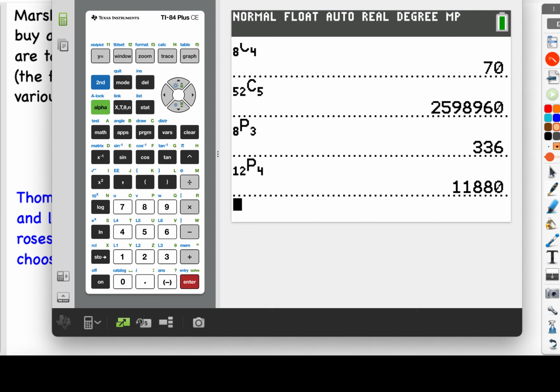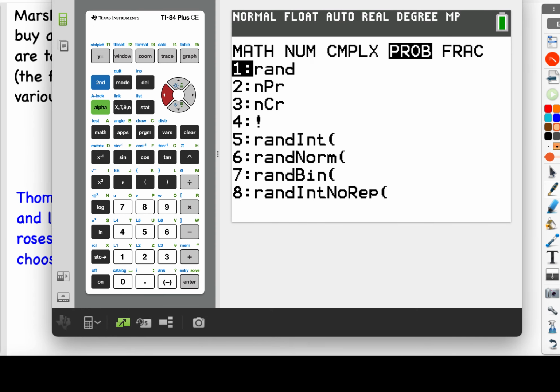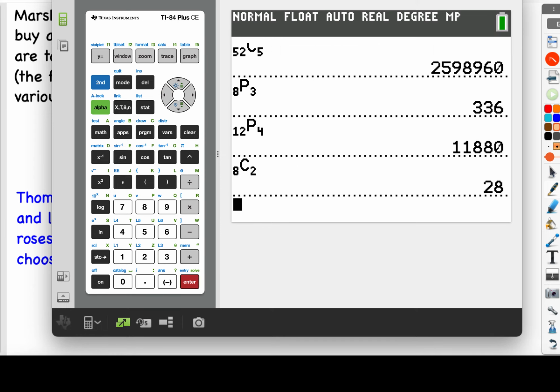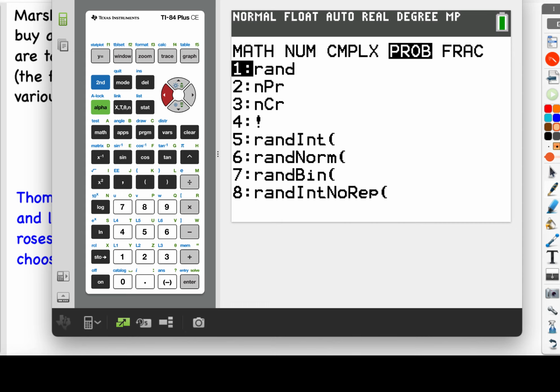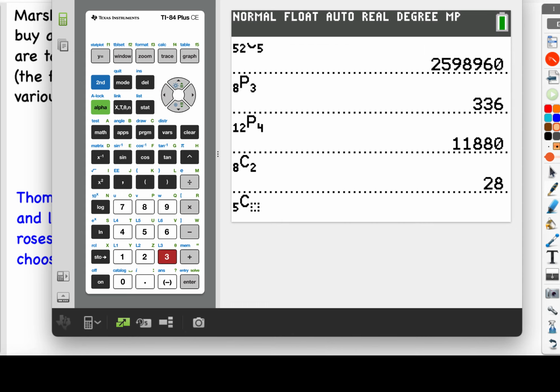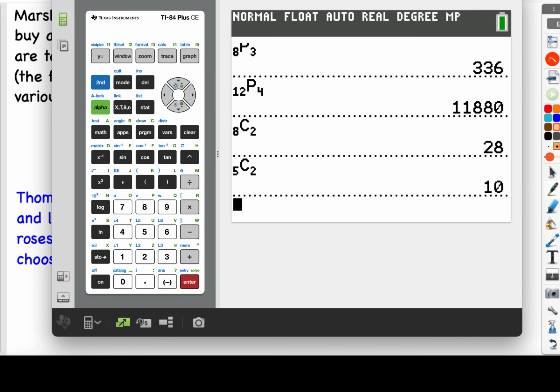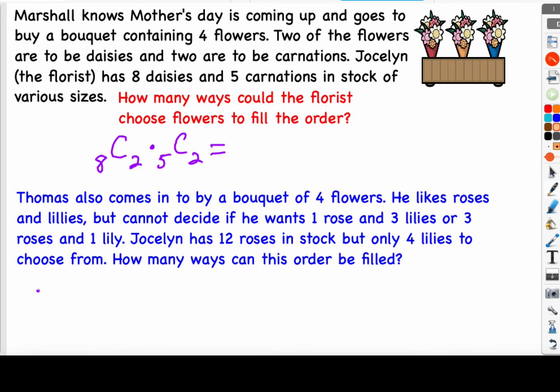Right? So very simply, 8 choose 2. So let's hop on our calculator there. Again, 8 math, probability, choose 2. And then we're going to multiply that by, right, 5 choose 2. So over to probability, and again, 3. And we're going to choose 2 of those. So we need to take 28 times 10, or basically there are 280 possible flower orders we can have.